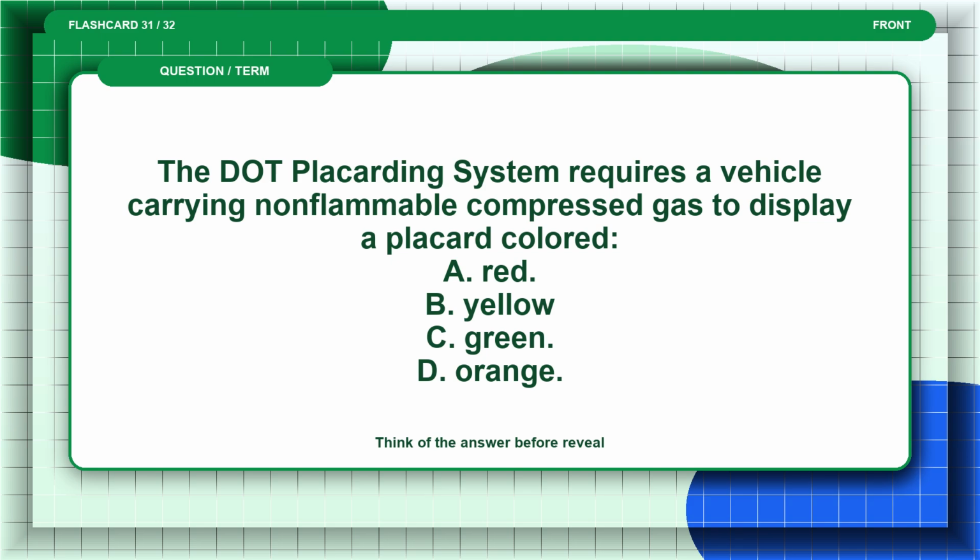Flashcard 31. The DOT placarding system requires a vehicle carrying non-flammable compressed gas to display a placard colored A. Red, B. Yellow, C. Green, D. Orange. Think of the answer before the reveal.